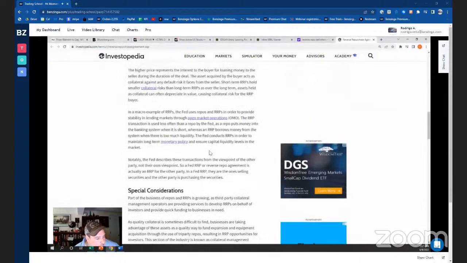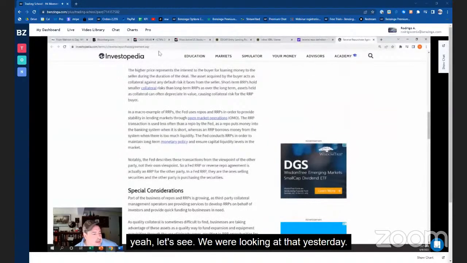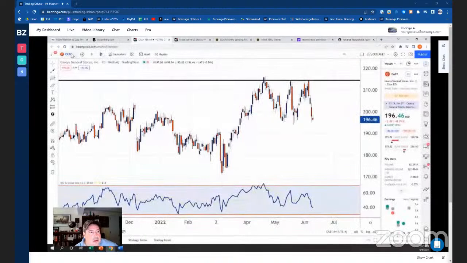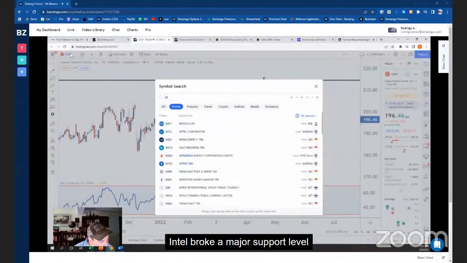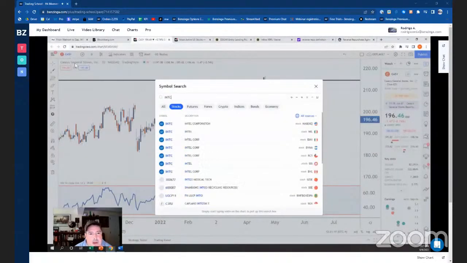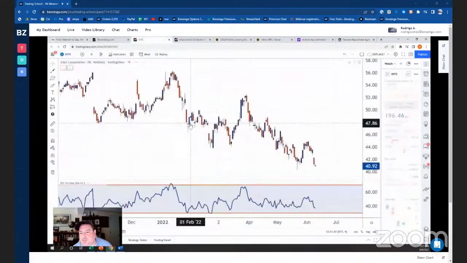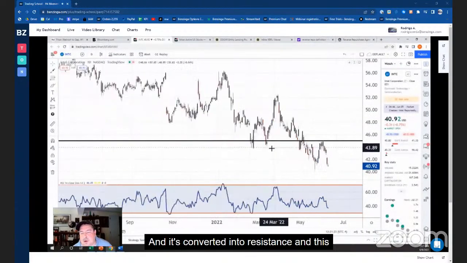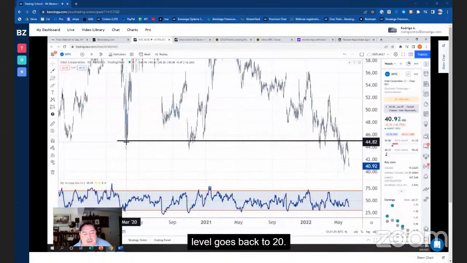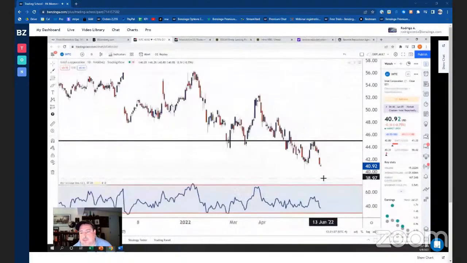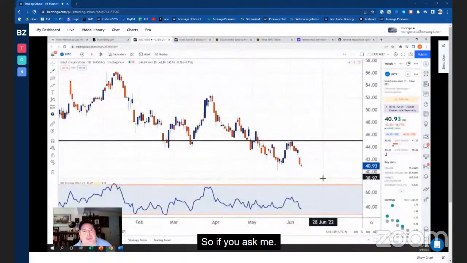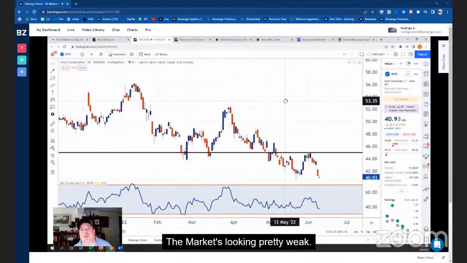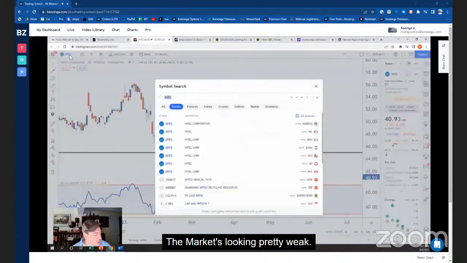Intel looks, yeah, let's see. We were looking at that yesterday. Intel broke a major support level, and it's converted into resistance. And this level goes back to 20. So if you ask me, the market's looking pretty weak.